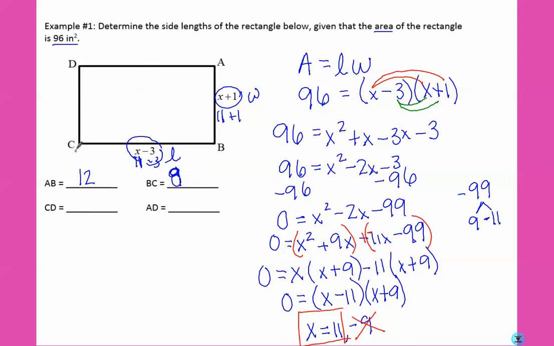But what's CD? If you recall, we are dealing with a rectangle. And rectangles, the opposite sides, are congruent. So CD is going to have the same length as AB. And AD will have the same length as BC. From this, we can also conclude that this picture is not drawn to scale because this side is 12 and this side is 8.